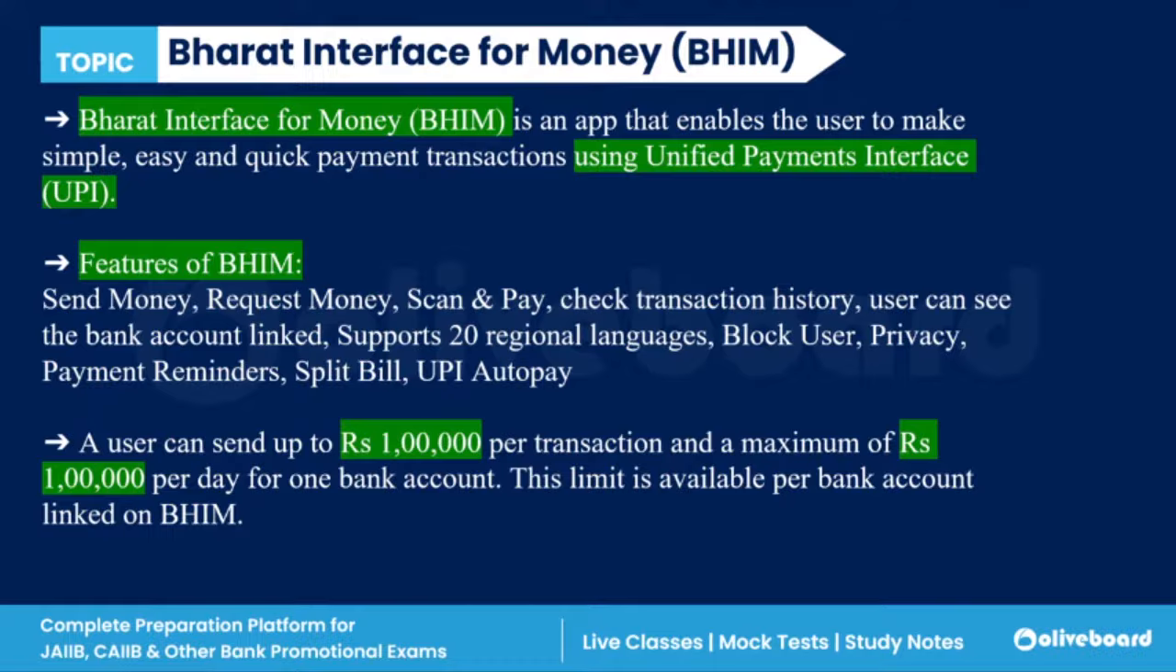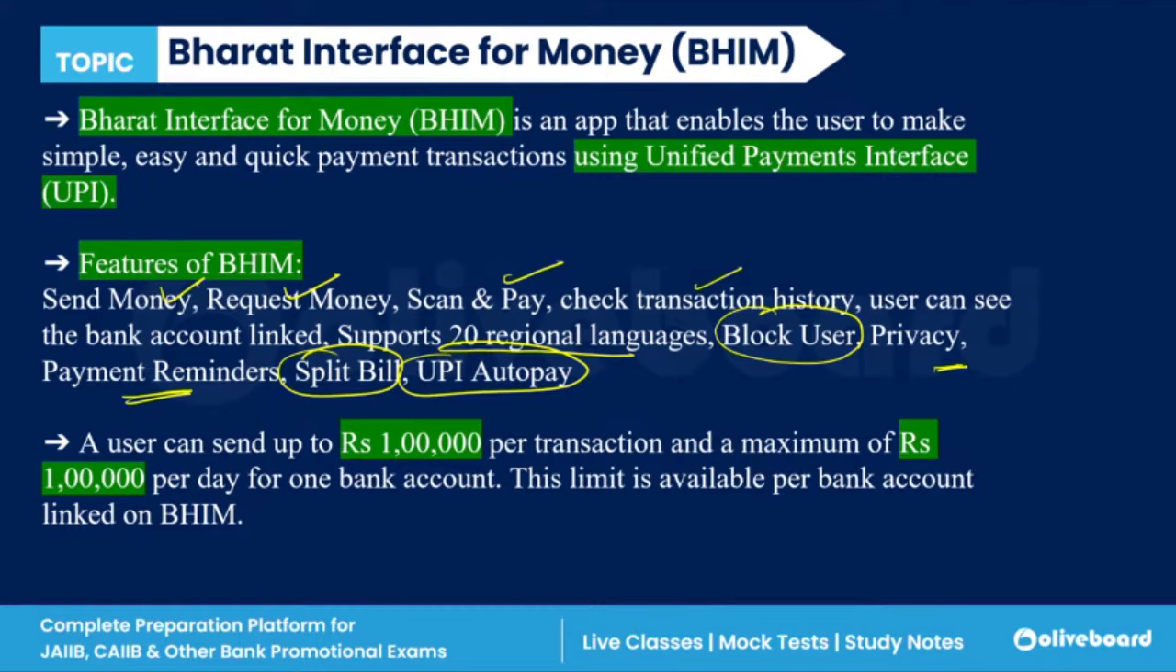Now, what are the features of BHIM? You can send money, request money, scan and pay, and check your transaction history. You can see the user's bank accounts that are linked with the BHIM app. It is supported in 20 regional languages. You can block users as well. You can have privacy and payment reminders. You can split the bill in the BHIM app, and you can use UPI AutoPay also.